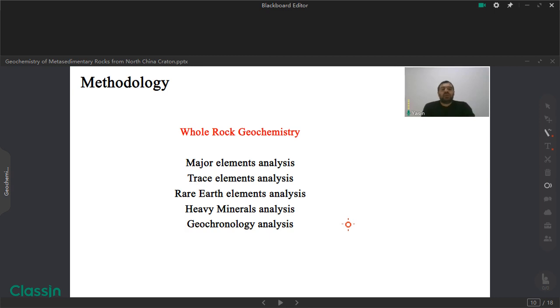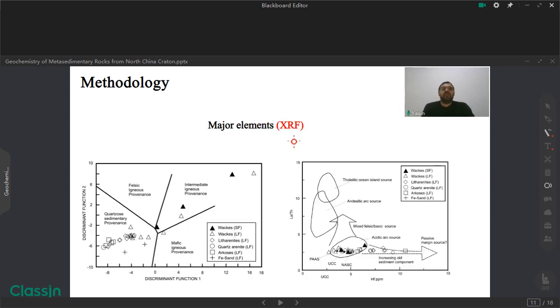Whole rock geochemistry is the main theme, that we identify the rock by doing its whole rock geochemistry, and these are the analyses which have been used: major element analysis, trace element analysis, rare earth element analysis, heavy minerals analysis, and geochronology analysis. All these analyses have their own importance and cannot be discussed in detail because of shortage of time, but I will give you a small and brief overview as best I can.